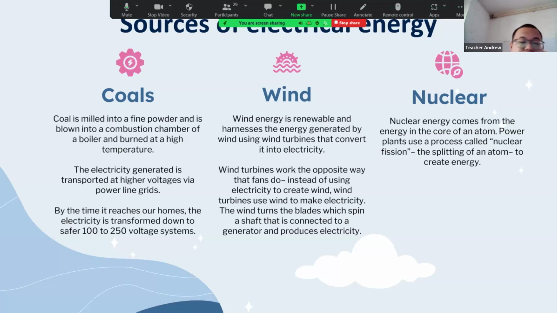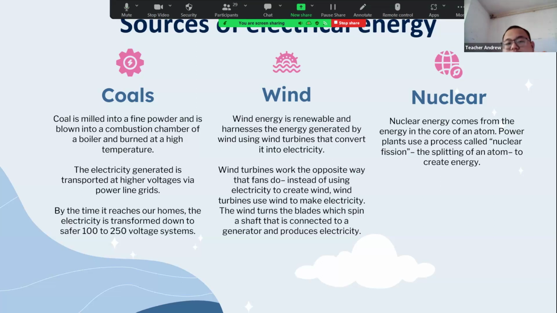All right, this is some example of coal. Then next thing is wind. Wind is everywhere on this planet Earth, all right? This wind is renewable and the energy generated by the wind is harnessed through the wind turbine that converts it into electricity. Wind turbines work the opposite way that fans do. Instead of using electricity to create wind, a turbine uses wind to create electricity. The wind will turn a blade which spins and is connected to a generator that produces electricity.